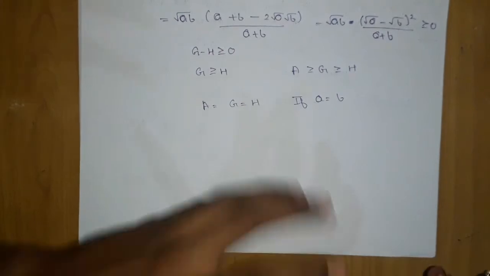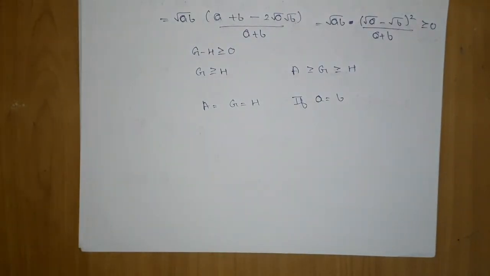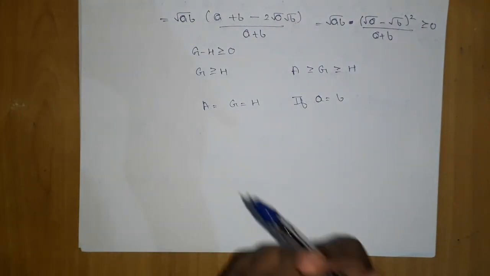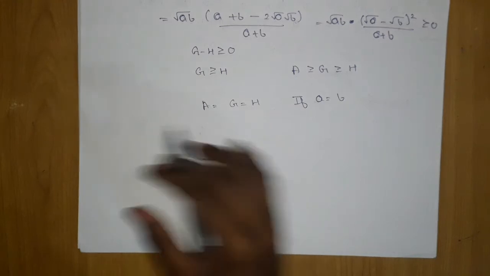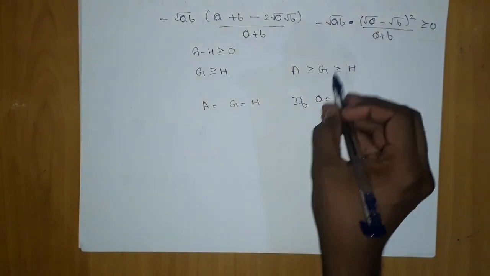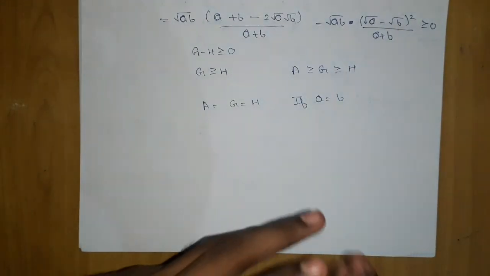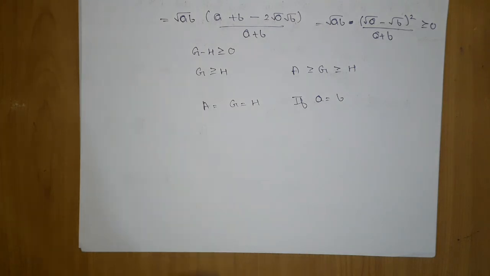So this was the basic relation between am, gm and hm. And a and b should be positive numbers. Please keep in mind, a and b should be positive numbers. They are greater than or equal, which means they can also be equal. They will be equal only if a is equal to b. You can just modify the formula by putting a equal to b and check that they will be equal. Now let's move on to some questions.